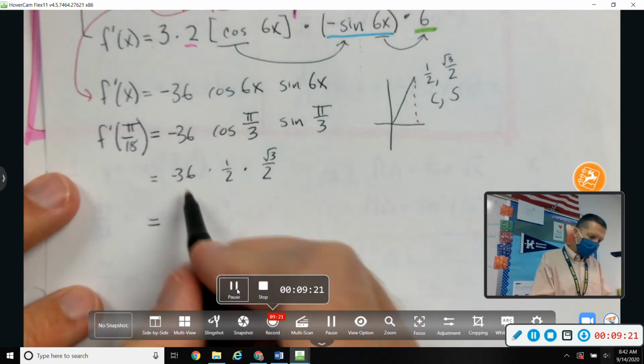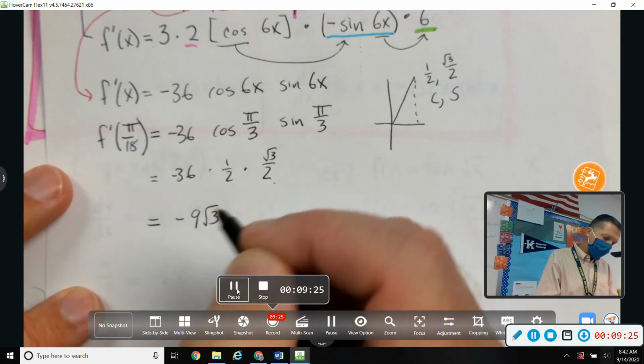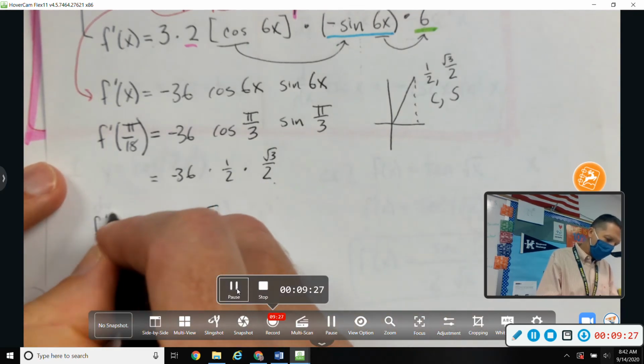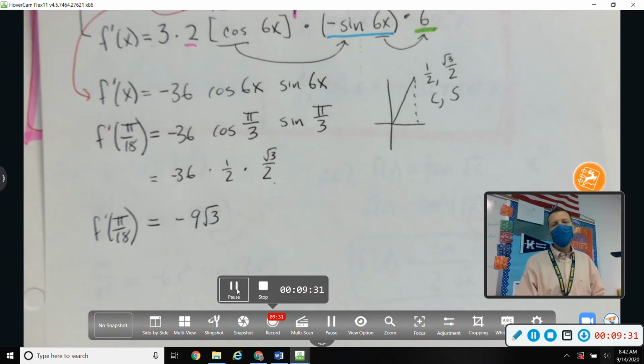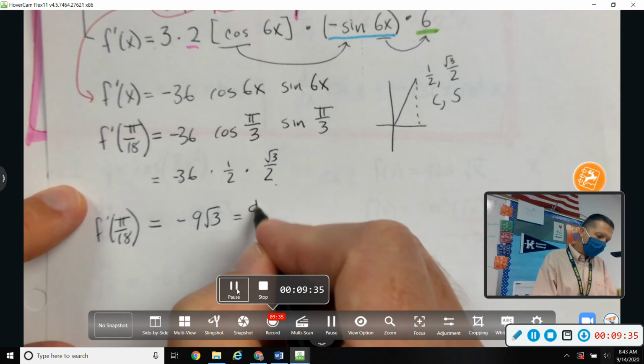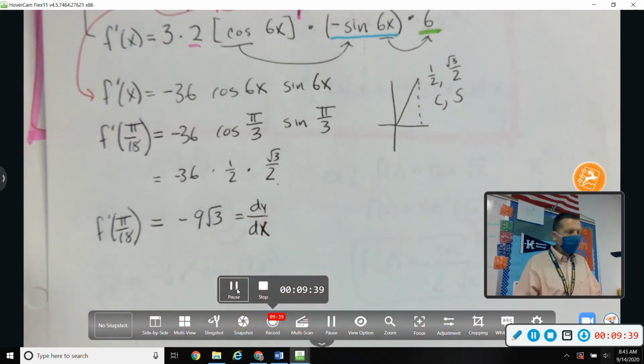So let's see, 36 over 4 is 9. So negative 9 root 3 is our slope, is our derivative, is our instantaneous rate of change, is our dy dx, is our f prime. I don't think there's any other ways I can say that, but all those mean the same thing. Derivative, slope, f prime, dy dx, instantaneous rate of change.